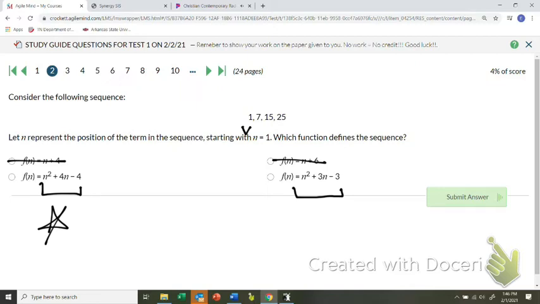What does it say on your calculator when you put in the 2? That says you should get out what? 8. This one says 7, so that's not right. Okay? So now, obviously we only have one left, but let's try. So put this last one in your calculator in your y equals: x squared plus 3x minus 3.